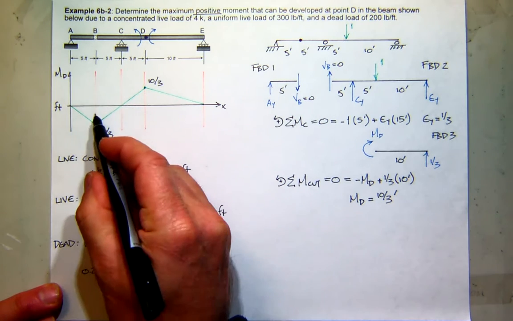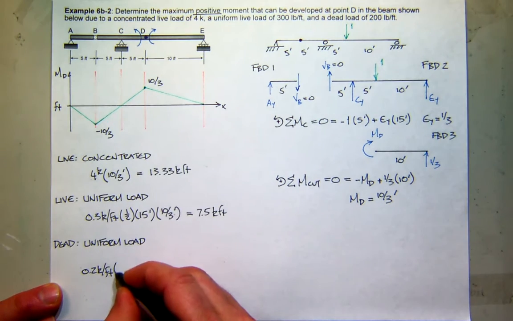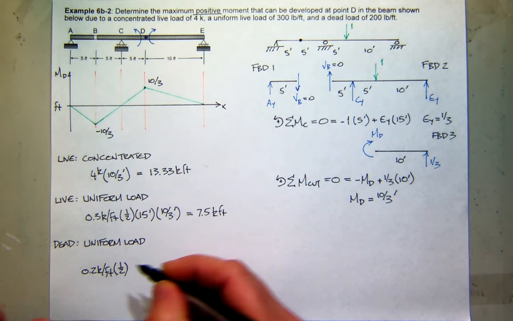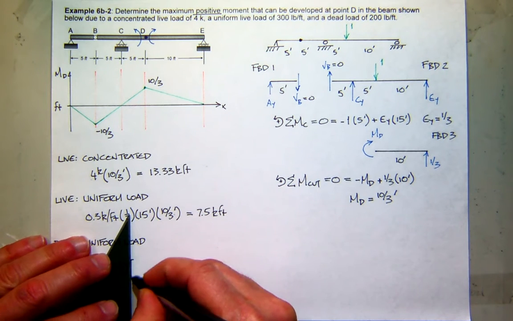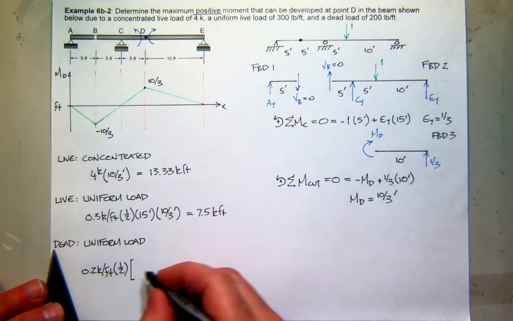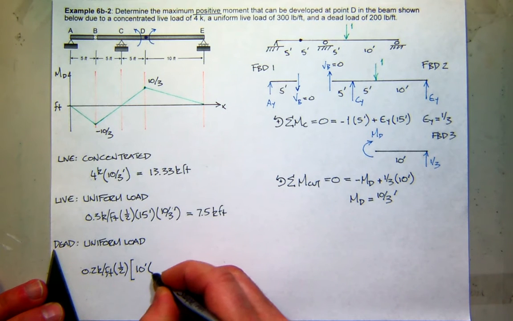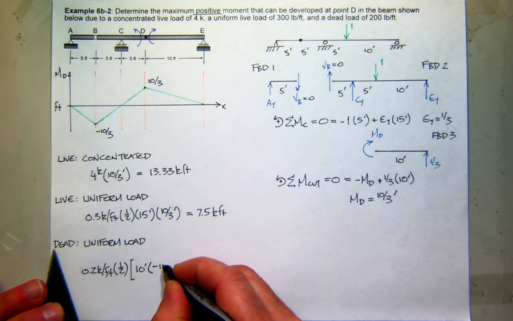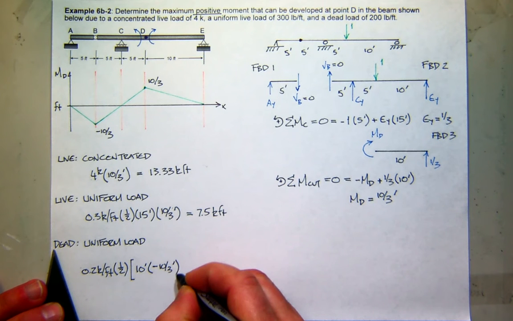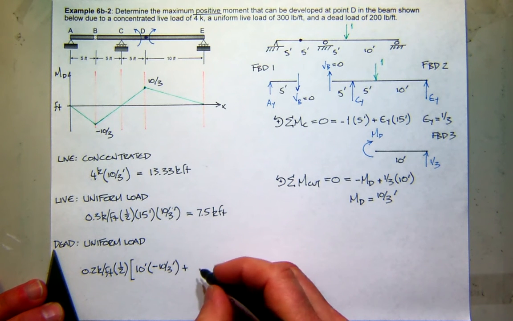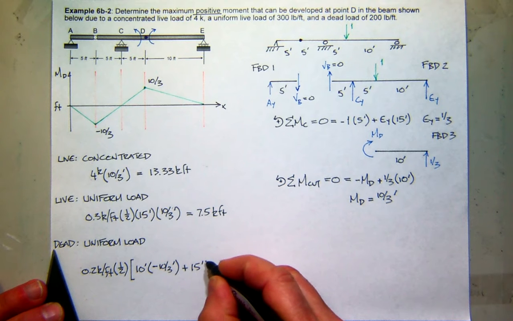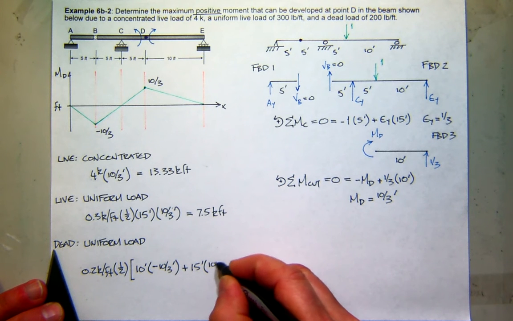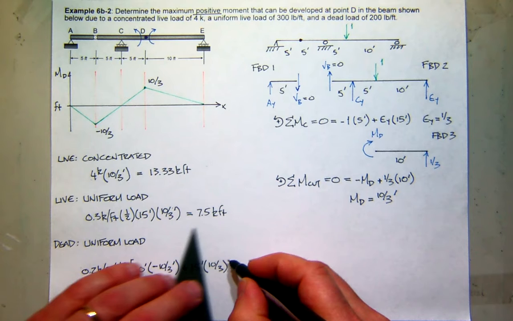And then I've got a negative triangle and a positive triangle. So they'll both have that 1/2 base times height. So I'll pull the 1/2 out. The base of the first triangle is 10 feet. The height is negative 10/3 feet. The second triangle has a base of 15 feet and a height of positive 10/3.